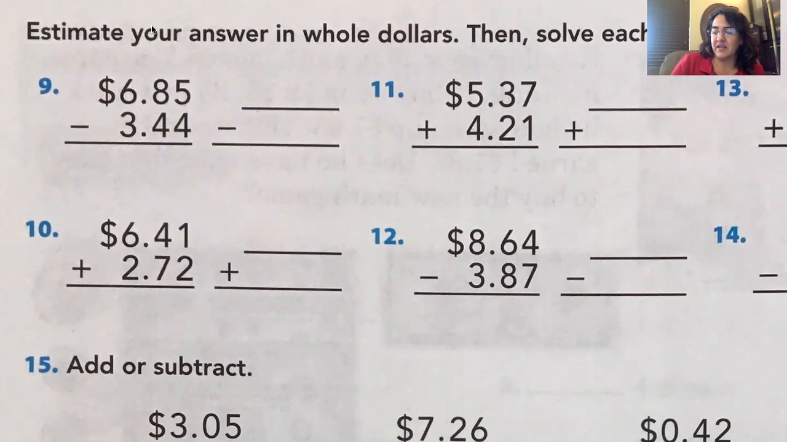To estimate, we're going to take this number, round it to the next dollar and put it over there. We're going to do the same thing with this number. Round it to the next dollar, whether it's going up or going down, and we'll talk about that in a minute, and put it over there. Are you ready? All right. I have to estimate, so I want to round to whole dollars.